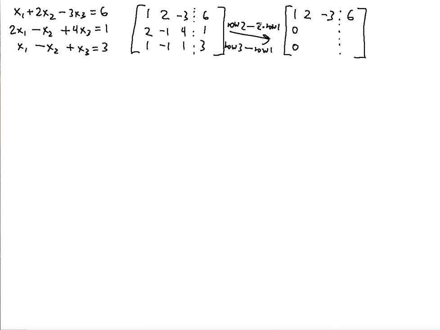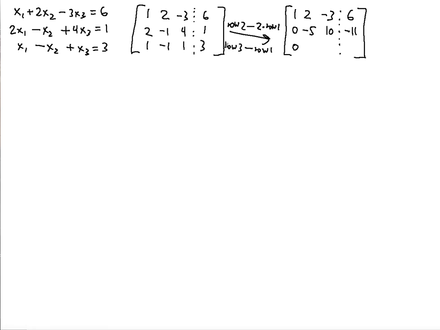Row 2 minus twice row 1. So negative 1 minus twice 2. Right? So negative 1 minus 4 is negative 5. 4 minus twice negative 3. Minus with that minus gives you plus. 4 plus twice 3, 4 plus 6, right? Is 10. 1 minus twice 6, minus 12. 1 minus 12 is negative 11.